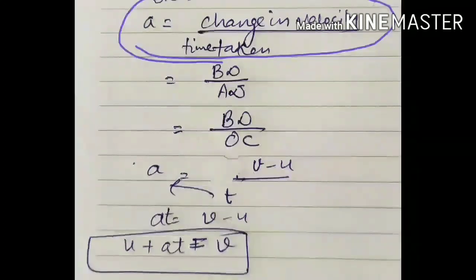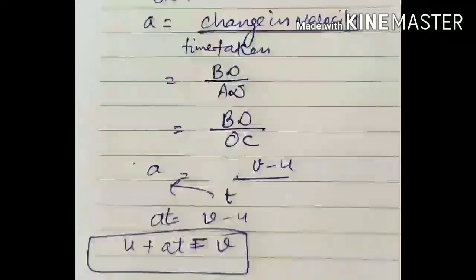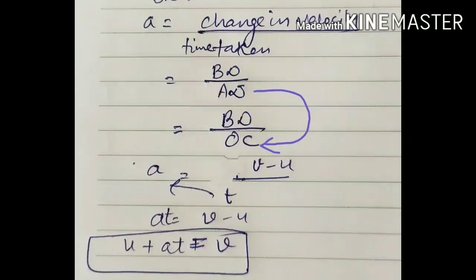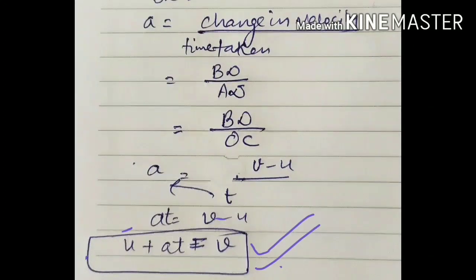Now we will use the formula: acceleration is equal to change in velocity upon time. Change in velocity is equal to BD, time taken is equal to AD. And from the graph we know that AD is equal to OC. And we know that BD is equal to V minus U and OC is equal to T. On simple rearranging of the terms, we will get a result. And this is the velocity time relationship: V is equal to U plus AT. Hope you are understanding this.